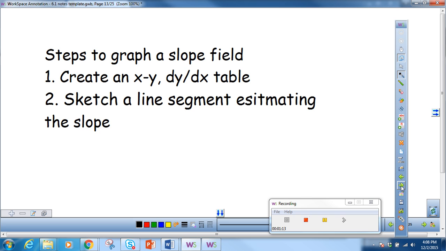To create a slope field is very easy. We're going to start by creating an x, y, dy/dx table. Then we're going to sketch a line segment estimating the slope. Now, this is just an estimate. So when I sketch a line segment that has a slope of 3, I'm not going to measure it or get a protractor out. I just want to make sure that when I sketch a slope of 2, it is not as steep as my slope of 3. So it is an estimate.